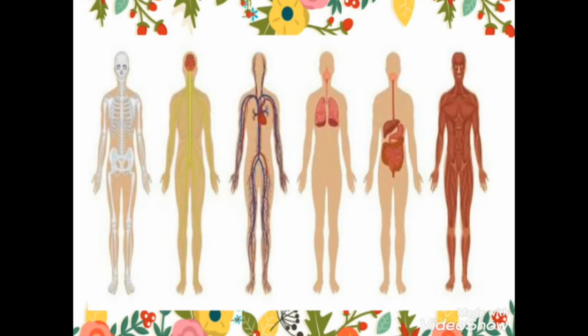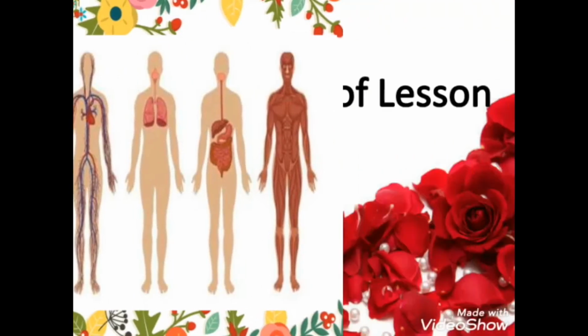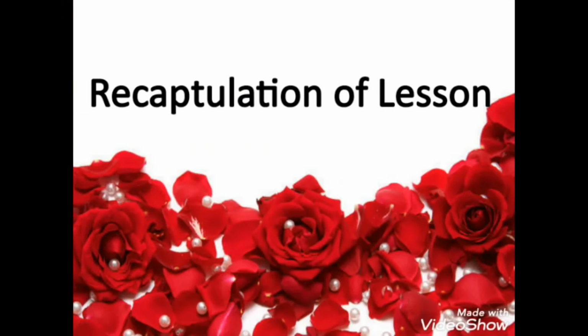These are some pictures of different systems. Number 1 is circulatory system. Number 2 is the nervous system. Number 3 is a picture of a circulatory system. Number 4 is the respiratory system. Next is the digestive system, and last is the muscular system.